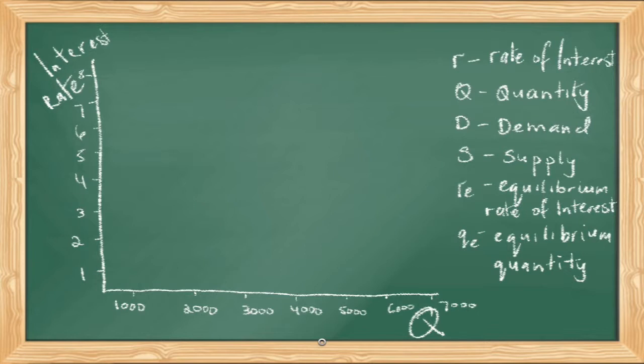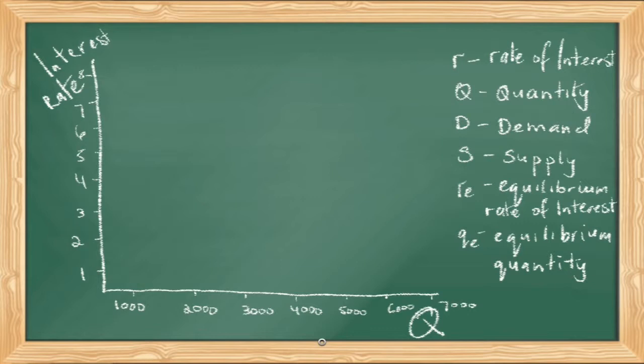So remember, we're going to look at how the demand for loanable funds curve will be derived. We know what it looks like, but let's derive it by rationalizing. So let's say the rate of interest is at 1%. So we're at 1% right now. Remember, we're looking at the demand for loanable funds.